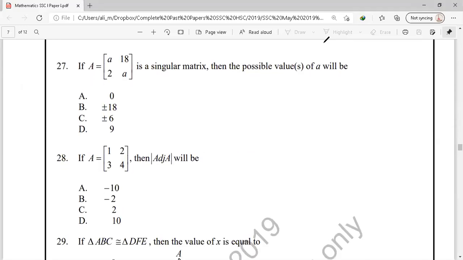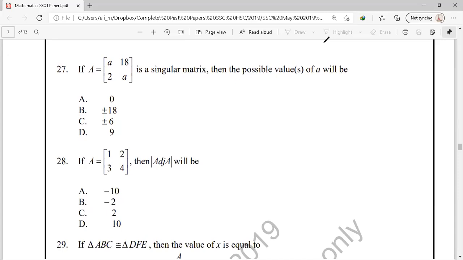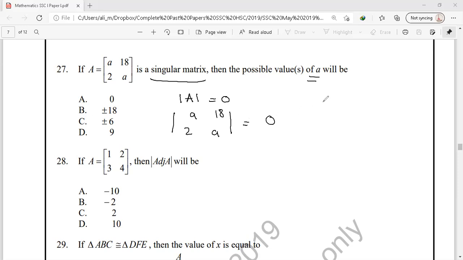So let's see question number 27. In question number 27, we have a matrix that is singular. We have to find the possible value or values of A. We know that if a matrix is singular, it means its determinant should be equal to 0. So let's calculate its determinant: A, 18, 2 and A, that is equal to 0.